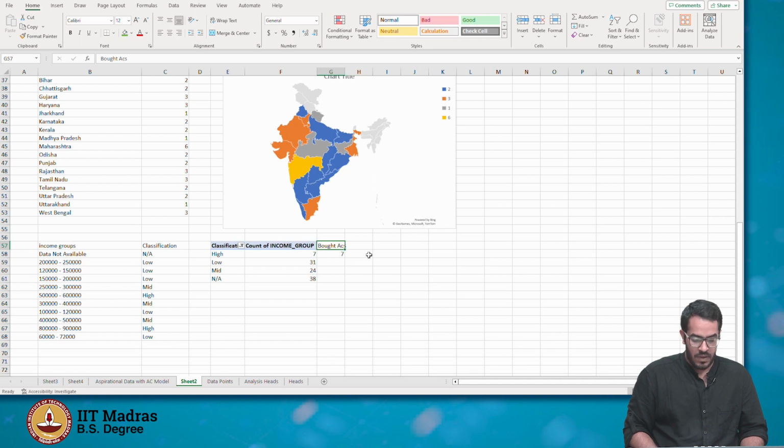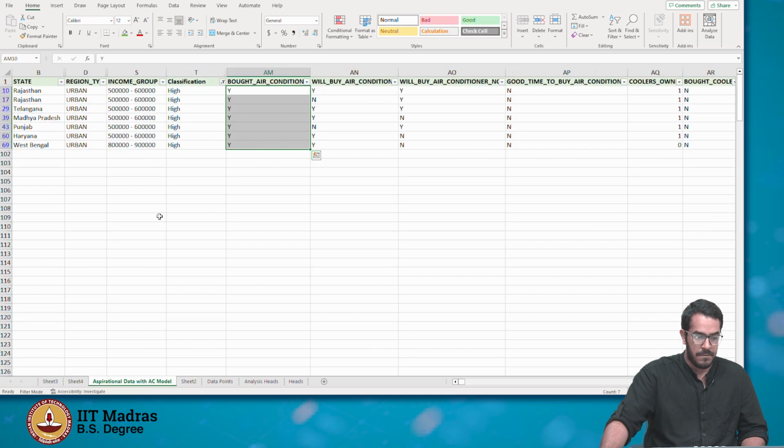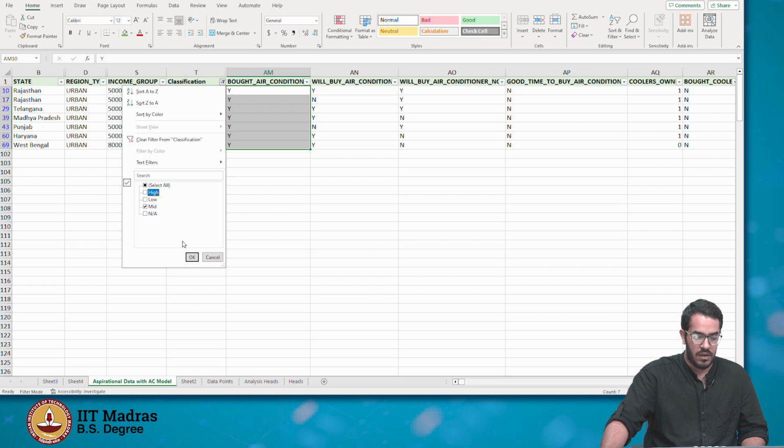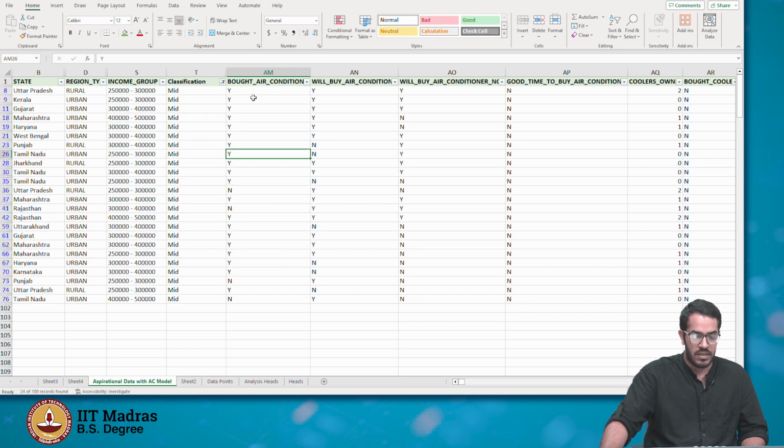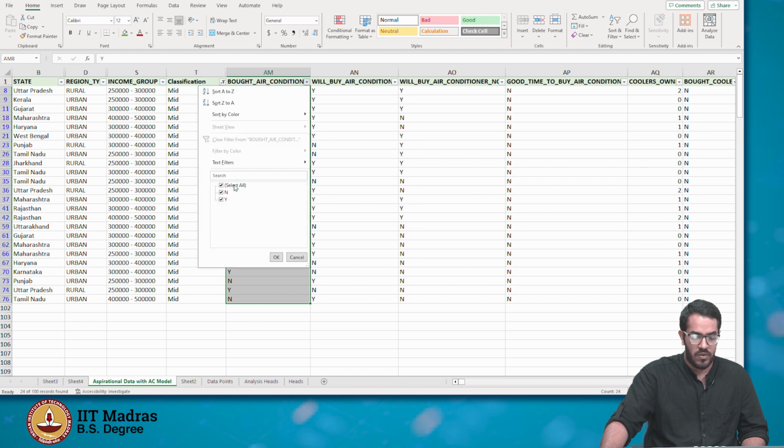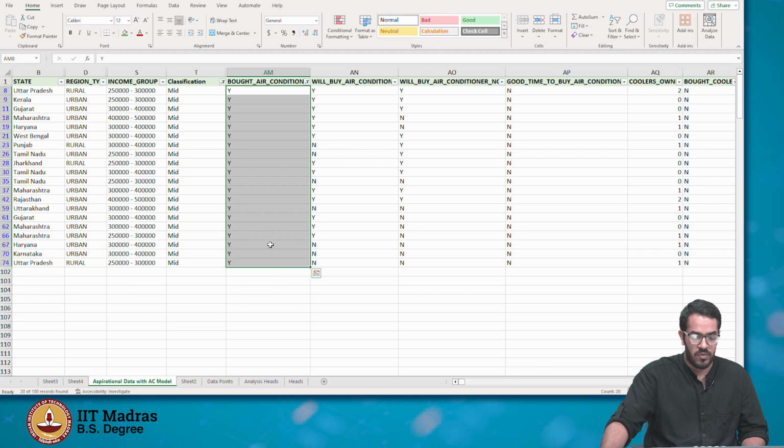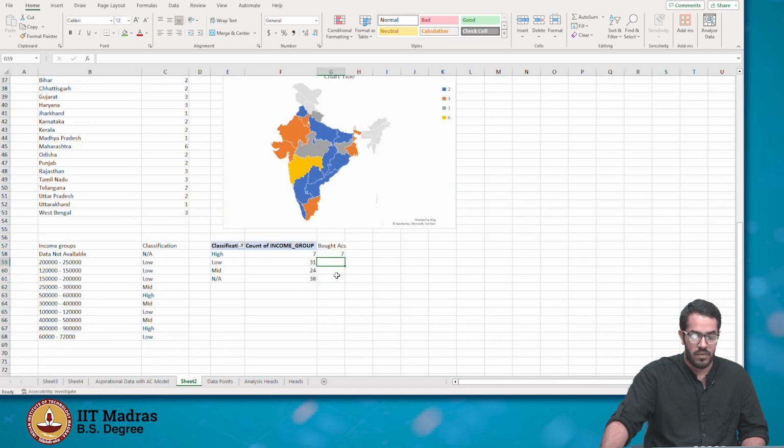Now let's see for people with medium income. I have unselected medium. Here we can see that not all have bought air conditioners. Let's see how many have. We have a total count of 20 people with medium income who have already bought air conditioners. So out of 24, 20 people have already bought ACs, 4 do not have ACs.